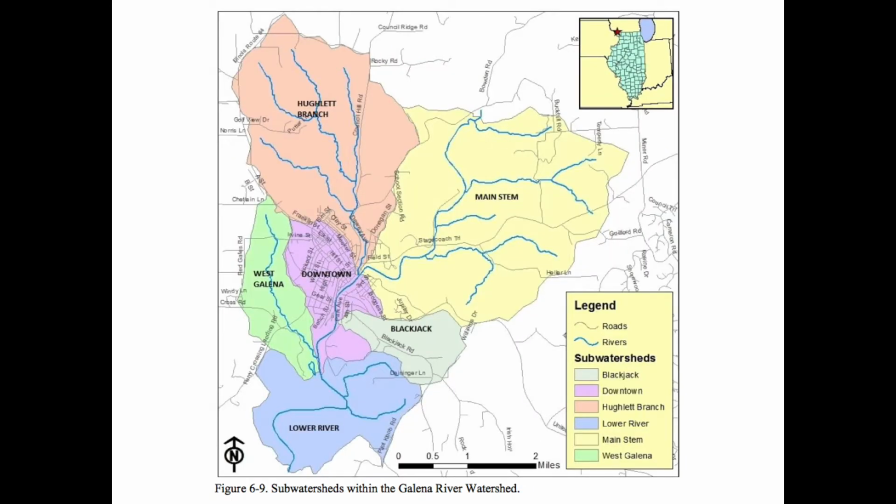The lower Galena subwatershed can be further broken down into land areas that drain into the tributaries that feed the Galena River within this area, as shown here. This map can help us further focus management approaches based on the particular characteristics of each sub-area.